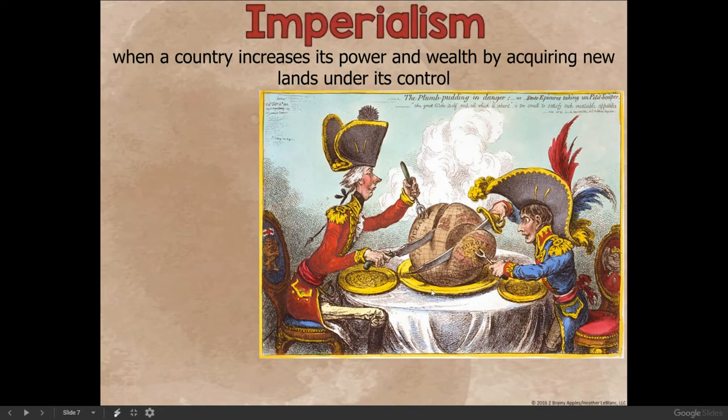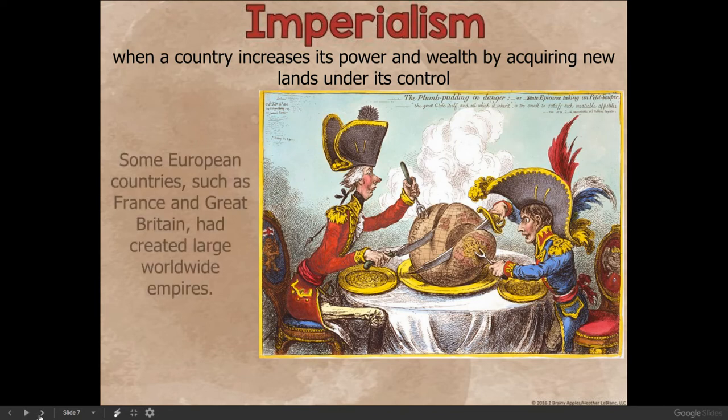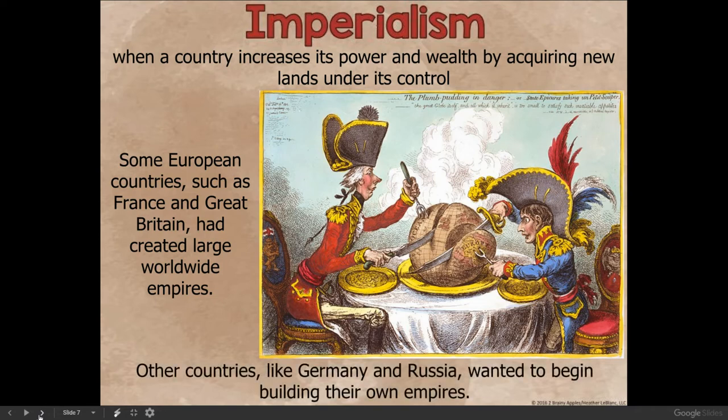So you can see here, you have two countries that are kind of fighting over the carving up of the world. It kind of looks like a turkey. It's a political cartoon that just shows these two powers carving out the world. So countries like France and Great Britain had already established or began to establish worldwide empires, taking colonies all over the world. And then other countries, Germany and Russia, for example, wanted a piece in that. They were kind of jealous that Great Britain and France had created these worldwide empires.